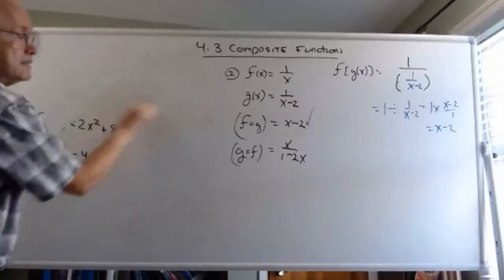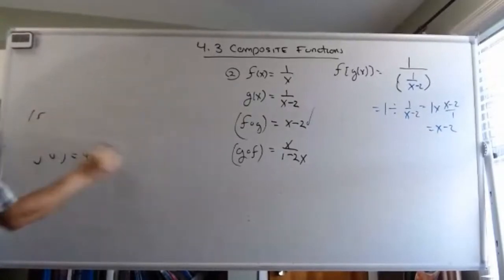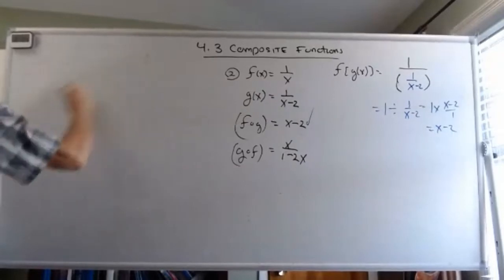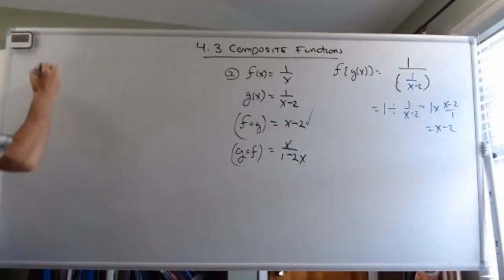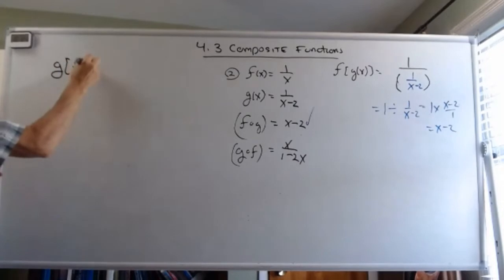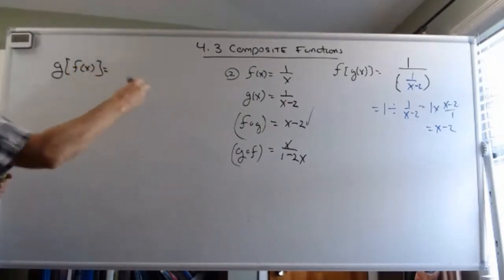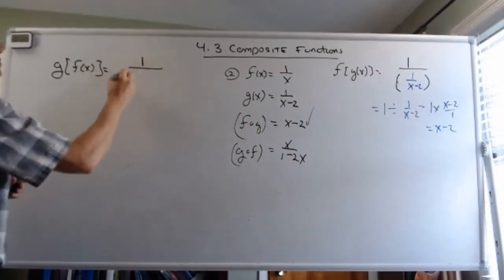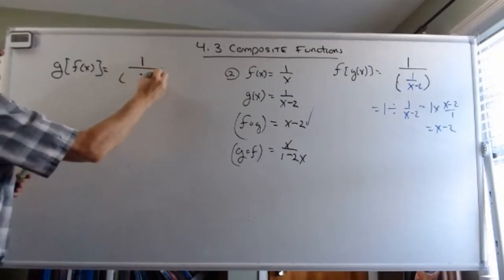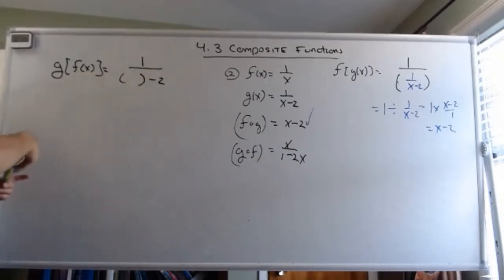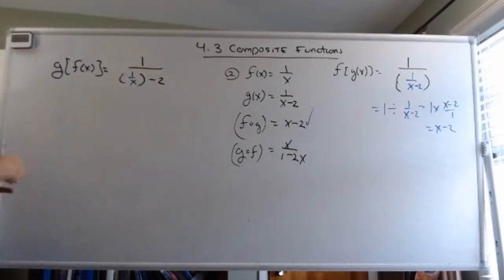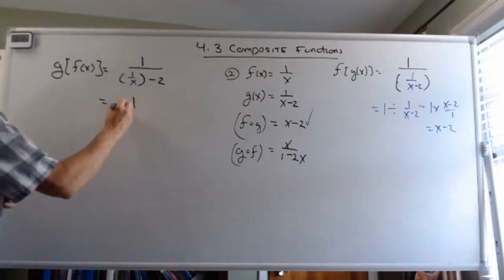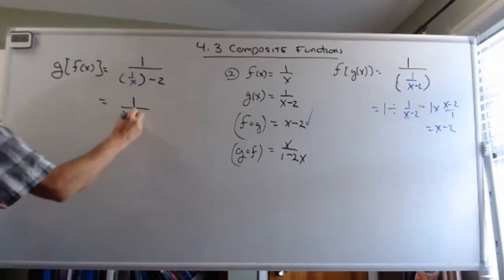Let's take a look at the other version, g composed with f. It's a little more complicated, a little more challenging, especially when you want to do the algebra to simplify it. So that is equivalent to g of f of x. That's another way of writing it. So I look at the functional dependence of g, it's 1 over my input minus 2. But the input now is the entire function f of x, which is 1 over x. And what do I have? I have 1 divided by 1 over x minus 2.